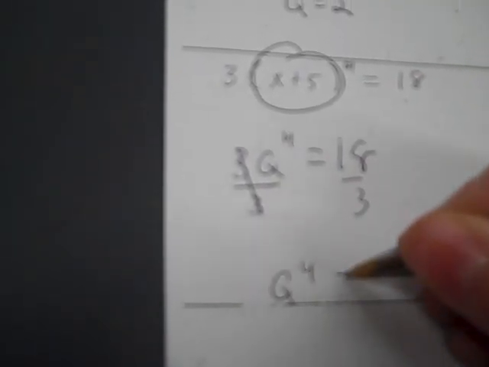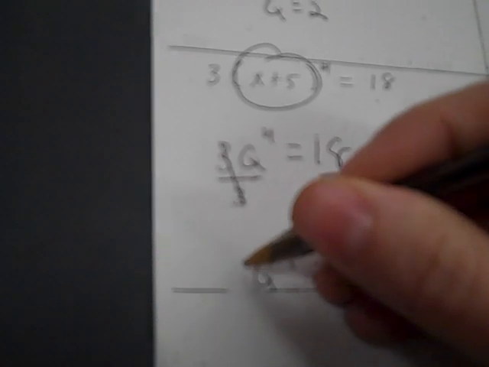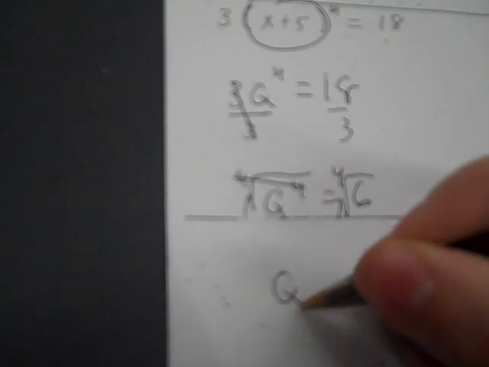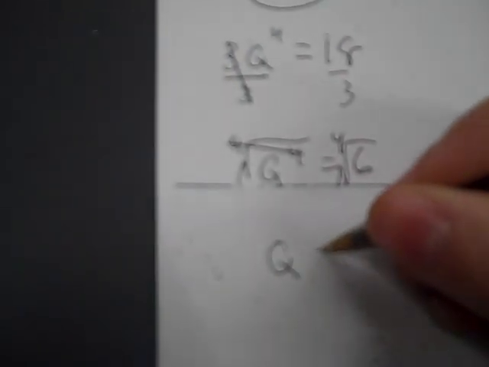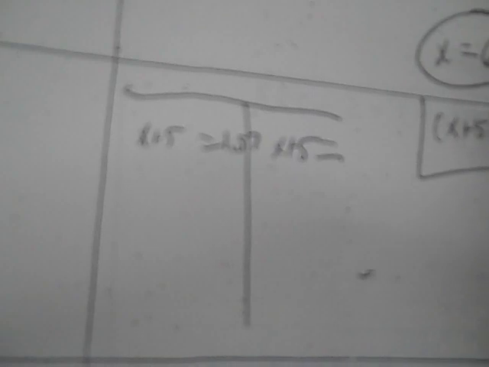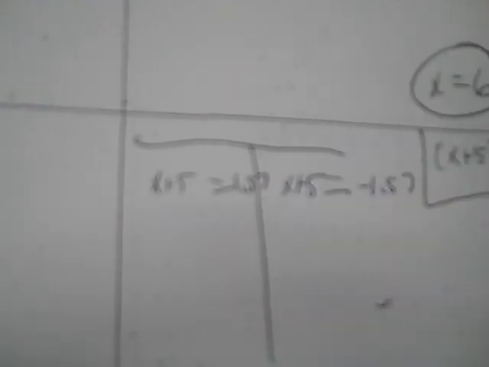So I divide by 3, and q to the 4th power equals 6. Then I find the 4th root of each side. It's got to be a 4th root though. Now again, we need 2 answers, so oh yeah, by the way, x plus 5, x plus 5. We need both sides because of the even. Okay, so I need to find the 4th root of 6. So 4th root, because it's not a square, it's a 4th root. 6, that's 1.57. So you could be at 1.57, but since it's even, you could be at negative 1.57.